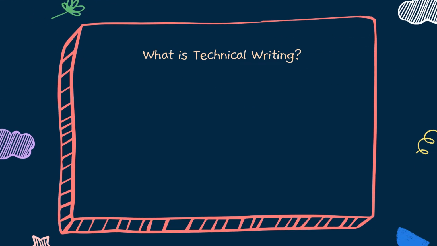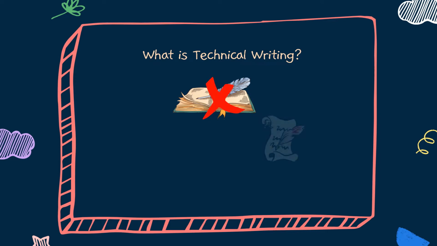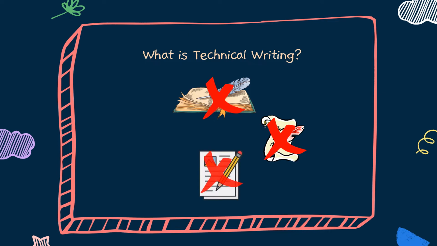So the question is, what is technical writing? Well, technical writing is not a literature. It's neither a prose which recounts the fictional tales of characters nor poetry which expresses deeply felt universal emotions through simile and metaphor. Technical writing is neither an expressive essay narrating an occurrence nor an expository essay analyzing a topic.